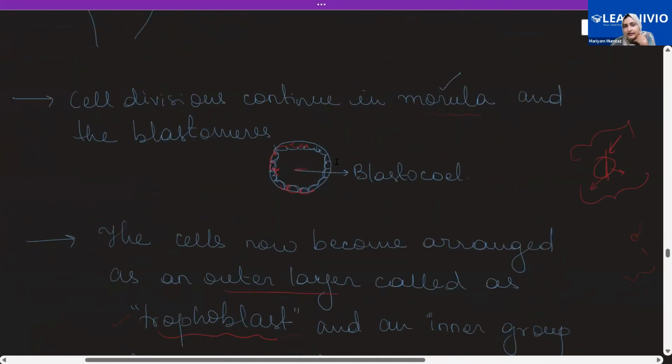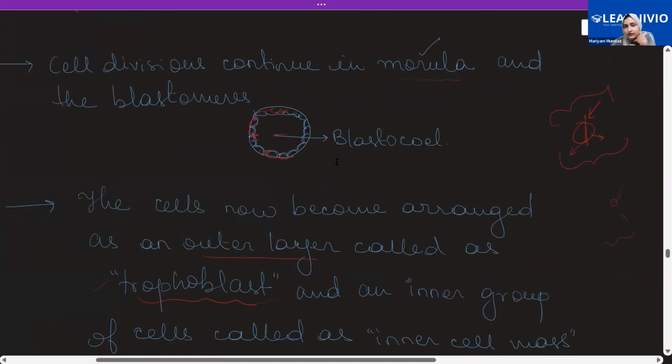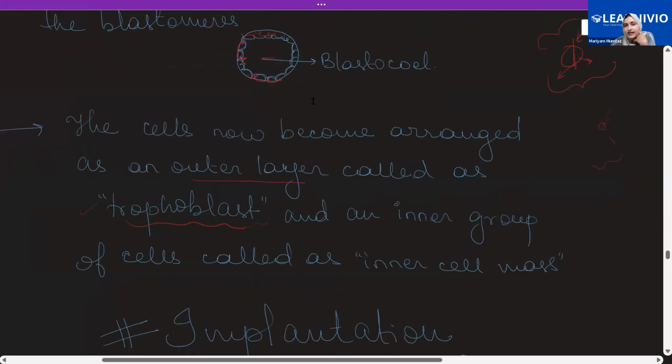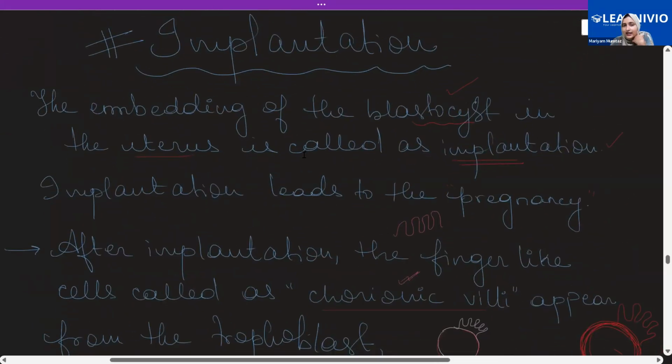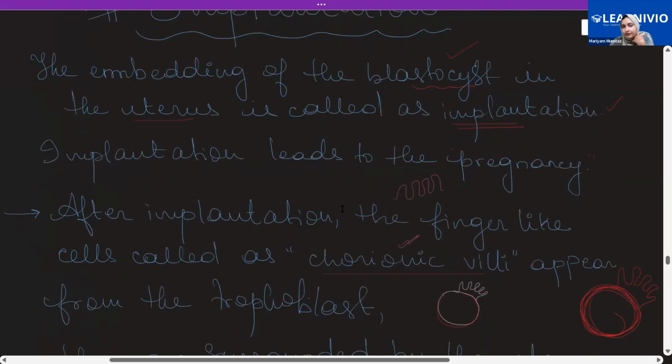Cell divisions continue and the blastocyst is formed, which has the blastocoel, which is the middle cavity. In the blastocyst, the outer layer is called the trophoblast and the inner is called the inner cell mass. Now the blastocyst will attach itself in the uterus and this process is called implantation. And implantation ultimately leads to pregnancy.